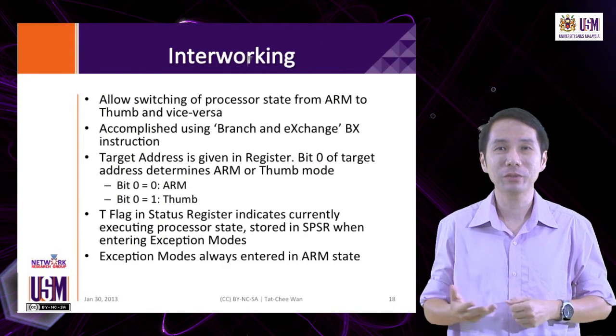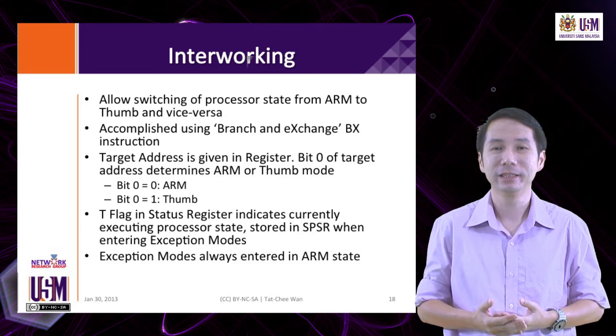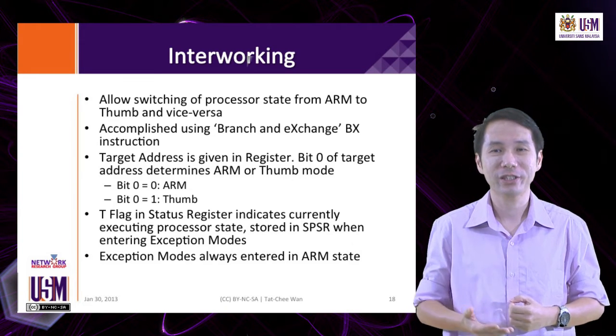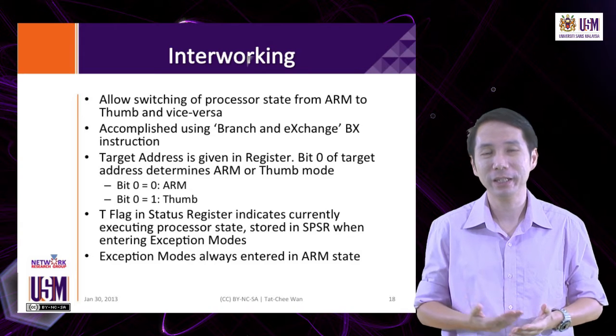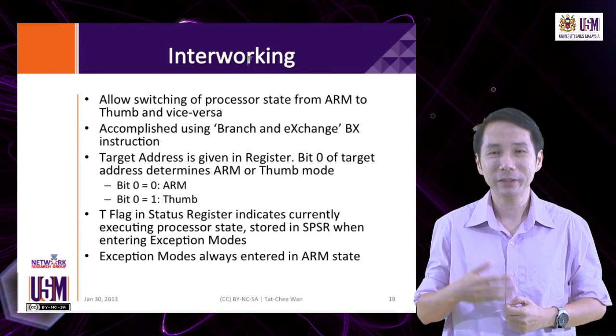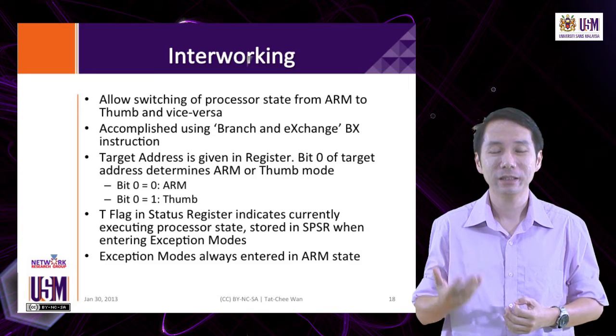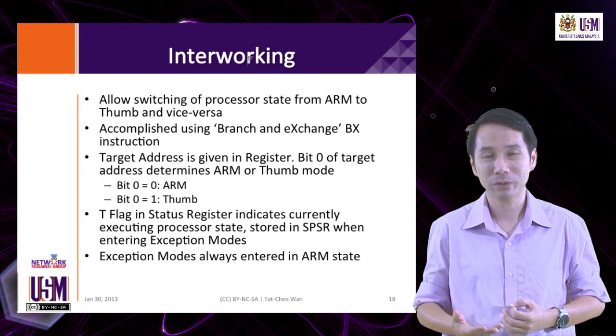Interworking is the process of switching between ARM and thumb state, or vice versa. This is accomplished using the branch and exchange instruction, which is BX. Now, the way we know whether we are going to switch between ARM and thumb state is the definition of the target address for the switch.